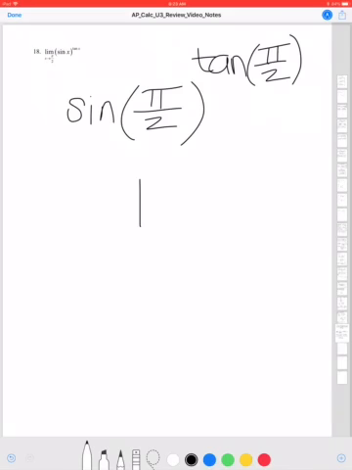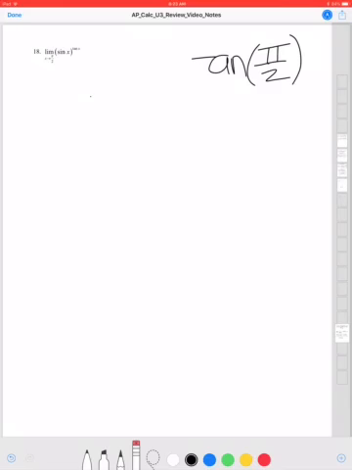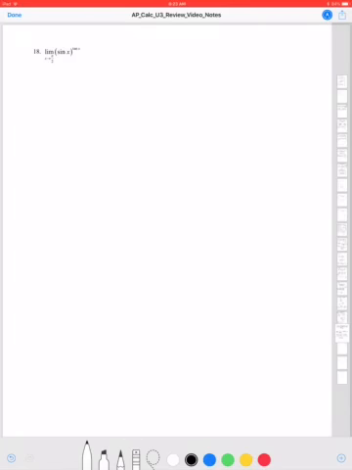Okay. Sine of pi over 2 is 1, and the tangent of pi over 2 is 1 divided by 0, which means it's undefined. There's a vertical asymptote there that's going to infinity. So 1 to infinity is an indeterminate form, meaning we can use L'Hopital's rule. So let's get started.